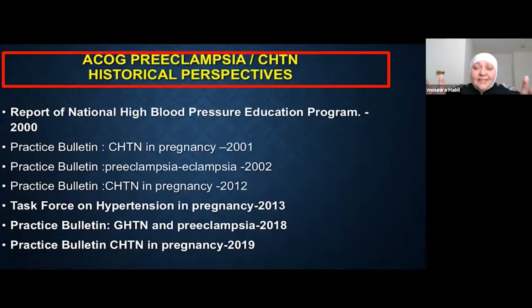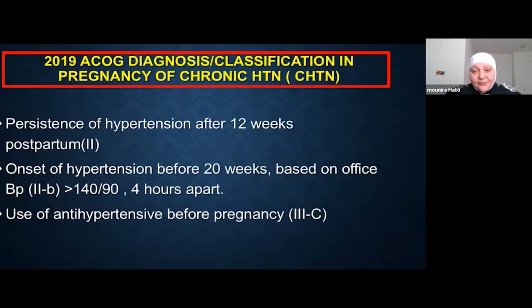Because of this dramatic change in demographics over the years, as you can see listed here, over 19 years the American College of OBGYN has changed so much in management, treatment, and prevention of chronic hypertension in pregnancy. The latest was in 2019 about chronic hypertension in pregnancy. In June 2020, they also had a practice bulletin for gestational hypertension and preeclampsia.